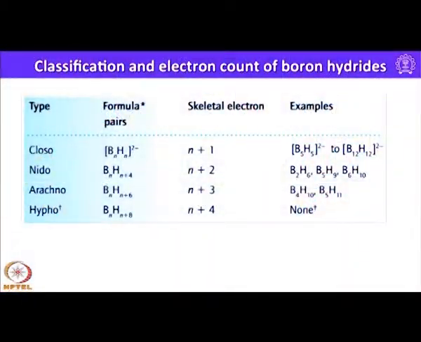So, let us look into the types of clusters that I showed here. Closo: n+1 skeletal electron pairs and n vertices, or n boron atoms. When we have n+2 skeletal electron pairs, or n+1 skeletal electron pairs with n-1 boron atoms, that is nido.